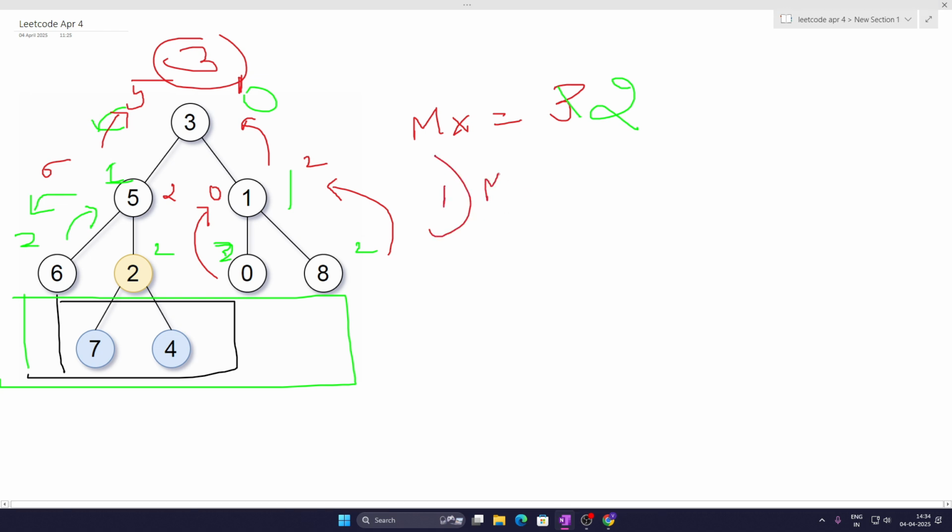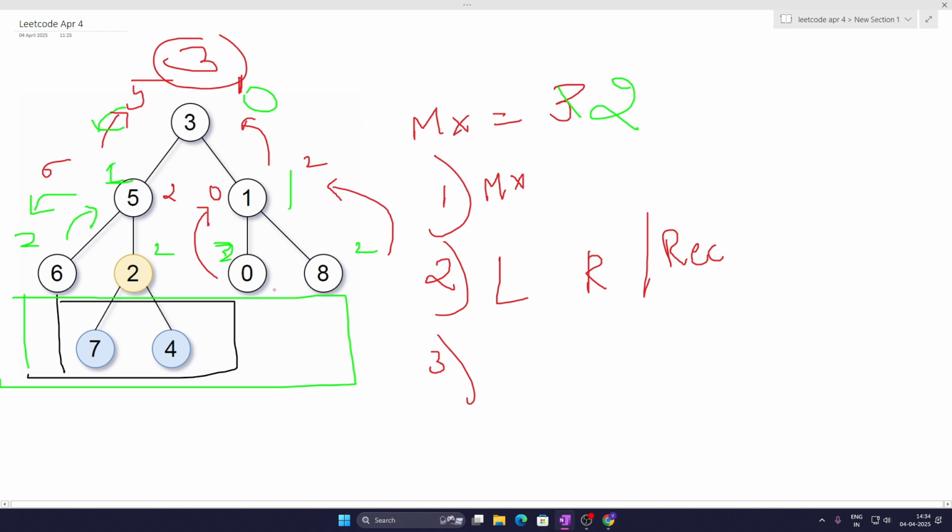What are we doing? First we will check the maximum depth, and we will check for its left subpart and the right subpart as well. And we will recursively check for any value in its left subpart. This is recursion, and we will check from any value.